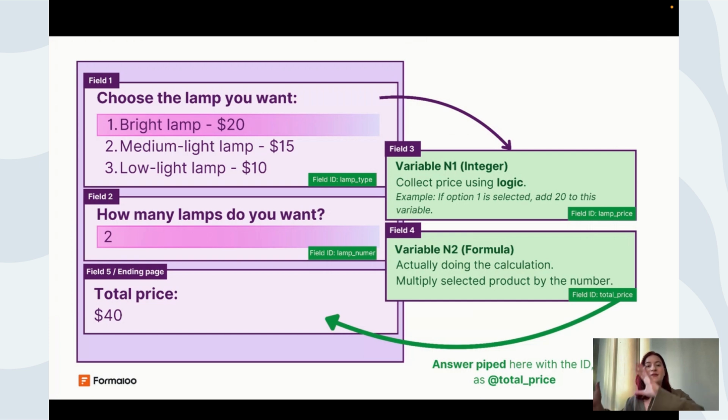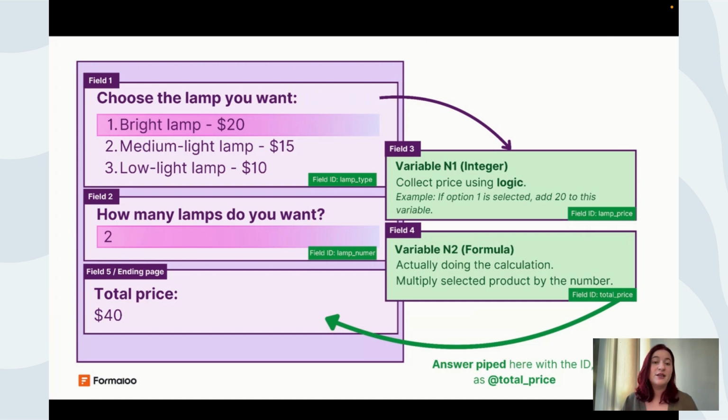We are going to move this amount to the first variable field, which is going to be an integer field. This is going to collect all the prices, and it is going to be linked with formula logic. For example, it can be: if the option is the first one, add 20 to this variable. And you can name this variable however you want, however it suits your case.